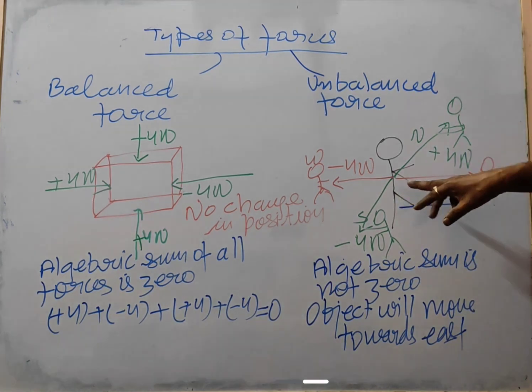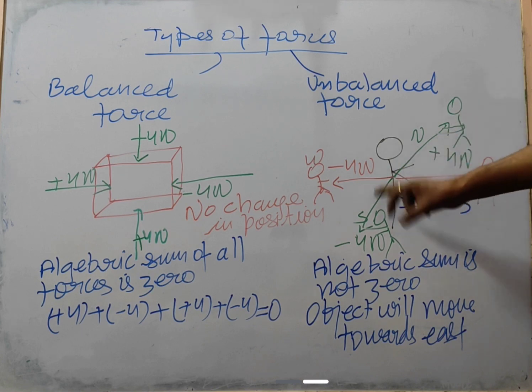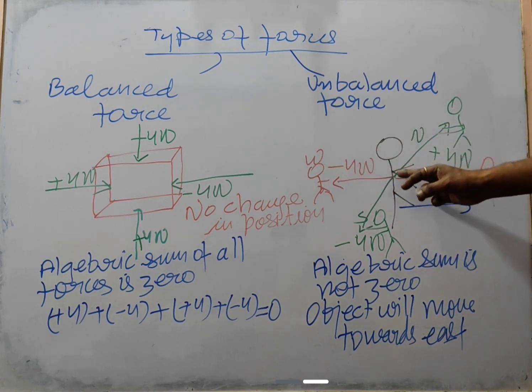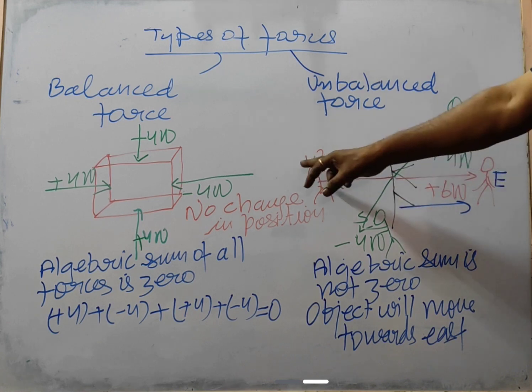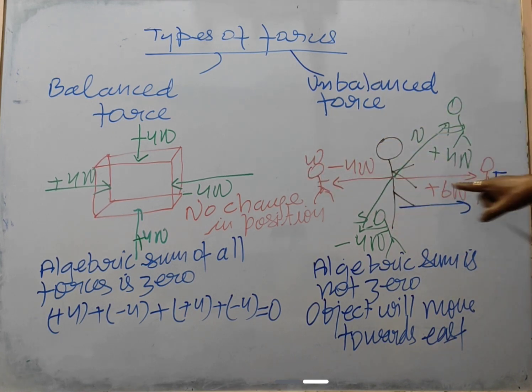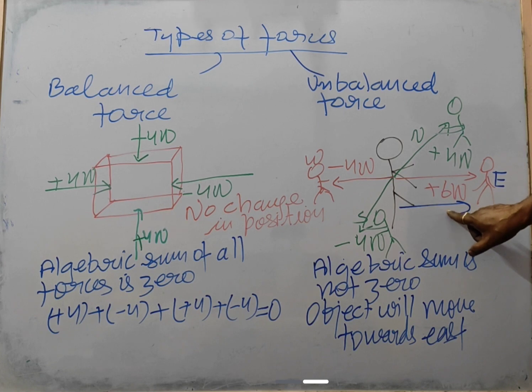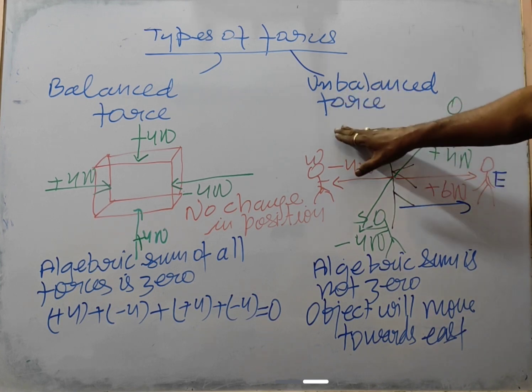And in this case, you see this is the one student, and she is stretched by 4 pupils from towards south, towards north, towards west, towards east. But here towards east, magnitude of force is more, right? So since towards this side magnitude of force is more, she will be pulled towards east. She will move towards east, right? So that's why it is unbalanced.